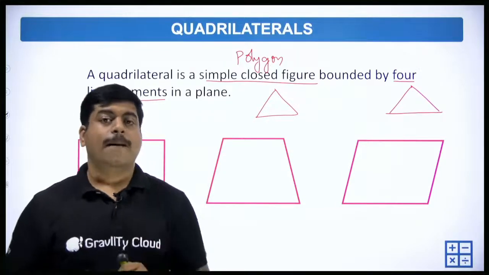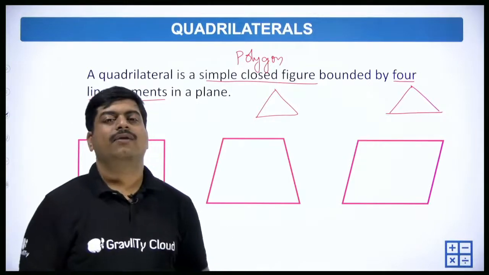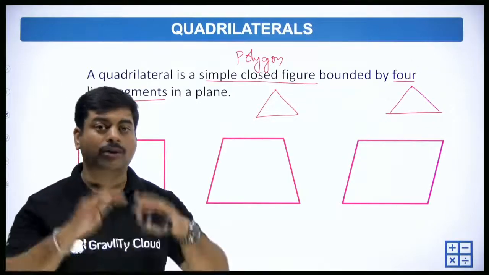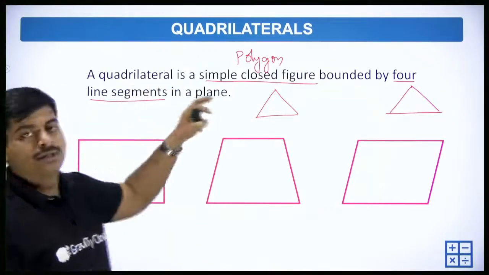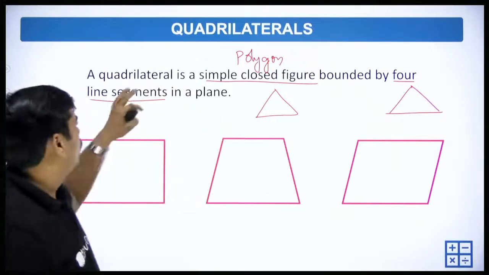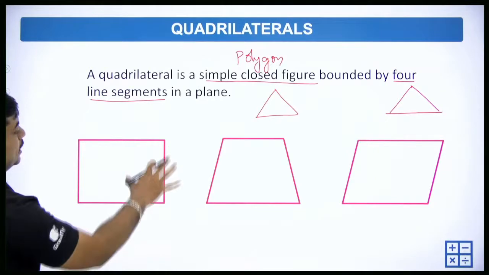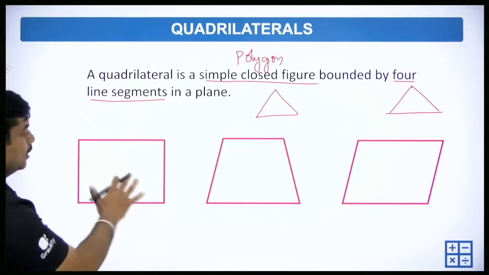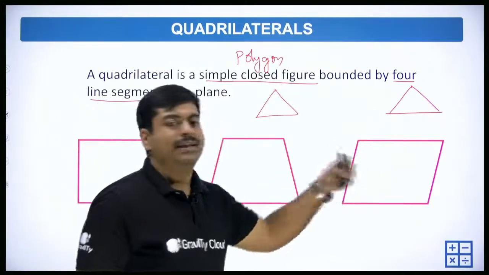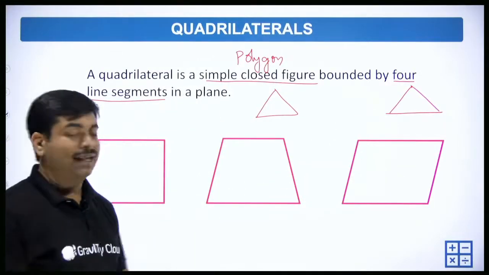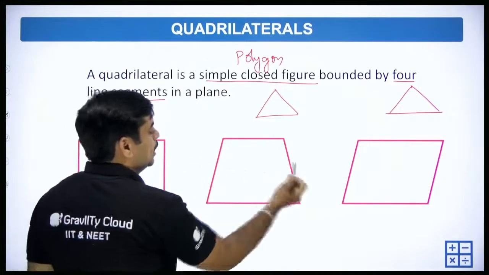In the same way, based on the different properties the sides or the angles have, we name quadrilaterals into different structures, although all these figures are closed figures bounded by four line segments. If all the sides are equal in this figure, we say it is a square. If only opposite sides are equal, we say it is a parallelogram, where opposite sides are parallel and equal.